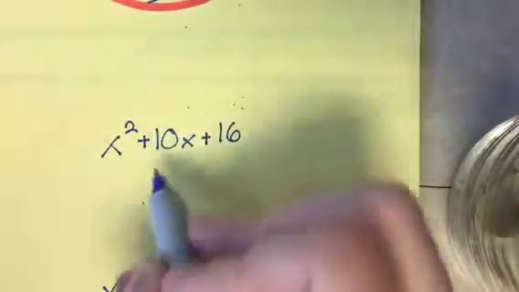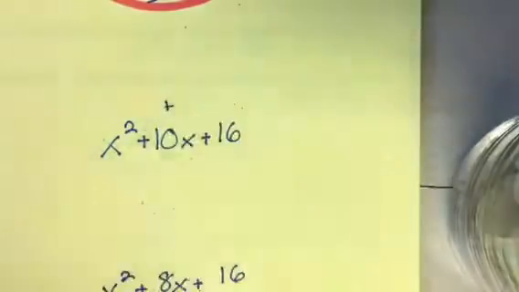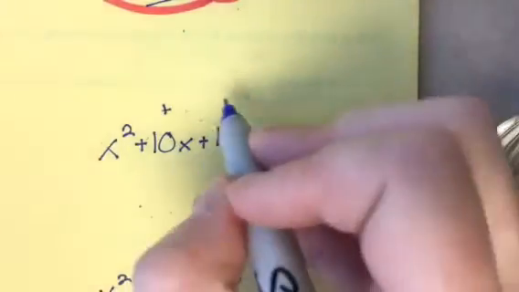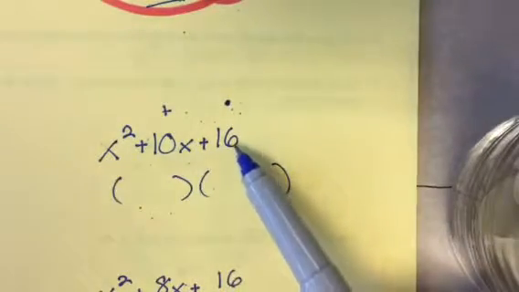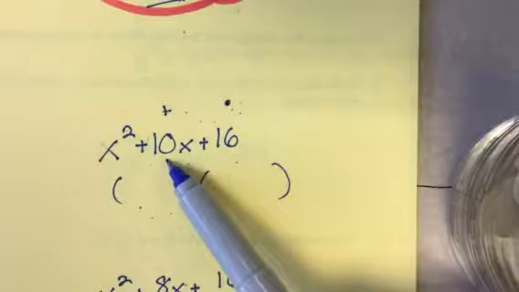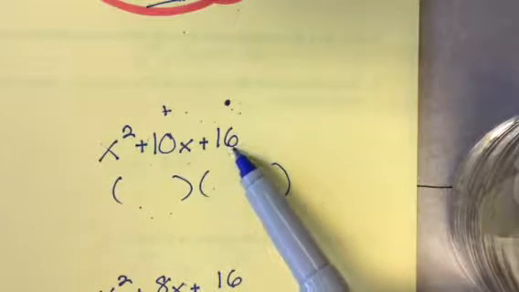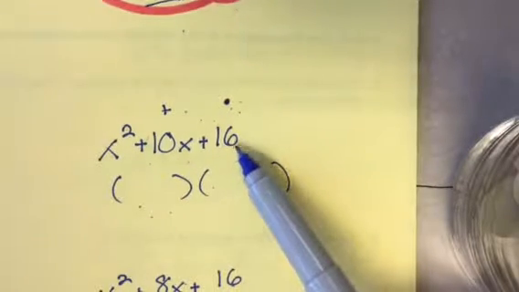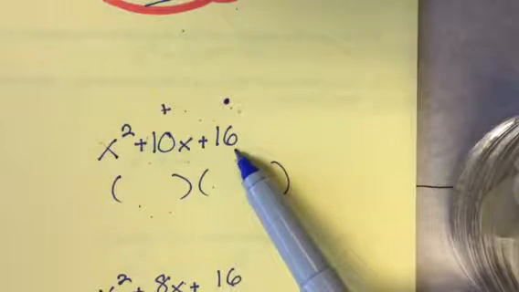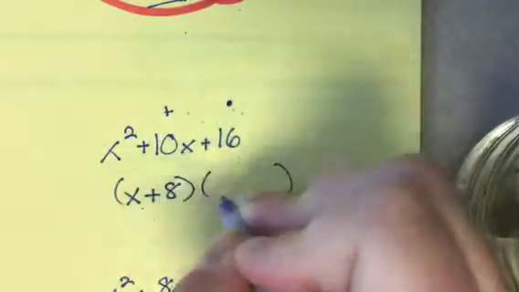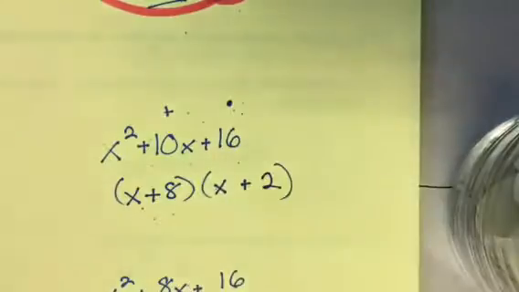Okay, so let's try one. That might make it a little easier. So if we remember, the middle number is what two numbers add to get 10, and then this is what two multiply to get 16. So we have to think through what multiplies to get 16. Well, I know 1 and 16 do, but that doesn't add to get 10. 1 plus 16 isn't 10. 4 and 4, well, 4 times 4 is 16, but 4 plus 4 is not 10. But 8 and 2 multiply to get 16, and they add to get 10. So what this had to come from was x plus 8 times x plus 2.